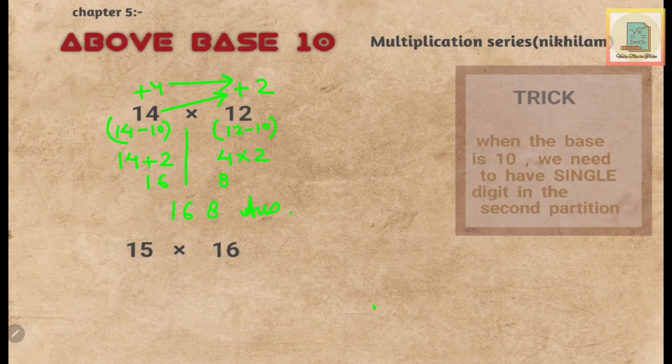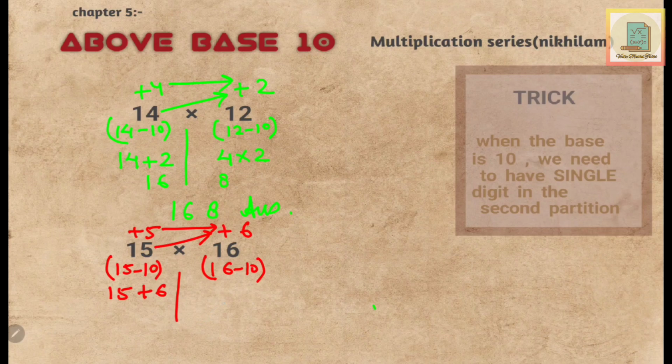Now, let's understand the second question. 15 multiplied by 16. Now, first of all, we'll find out the deviations. So, 15 minus 10, and here we got 16 minus 10. So, the deviation for 15 is plus 5 and deviation for 16 is plus 6. Now, the method is same. 15, in the first partition, it's 15 plus 6, which is first number plus the second deviation, and in the second partition multiply the deviation. So 5 multiplied by 6. So in the first partition we get 21, and in the second partition 5 multiplied by 6 we get 30.